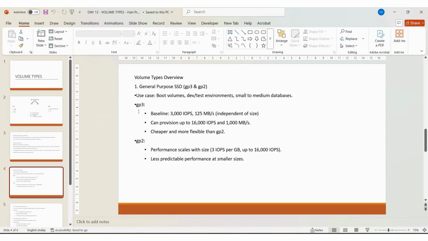Next we go to GP3 and GP2, general purpose. Use cases are boot volumes, development and test environments, and small to medium databases. GP3's baseline is 3000 IOPS, and its durability is 99.9%. The annual failure rate for GP3 is 0.1 and for GP2 it is 0.1 to 0.2. Transactional workload is also a use case.